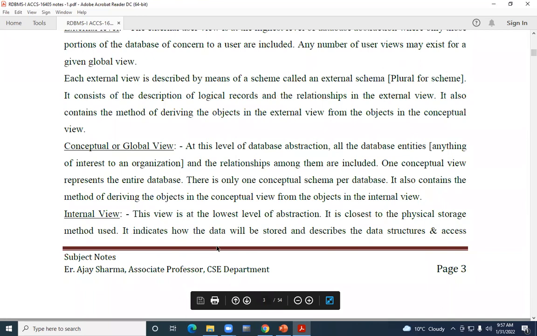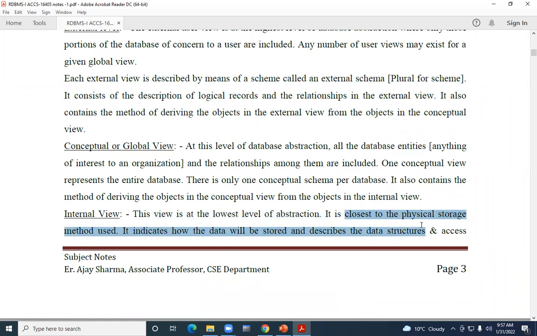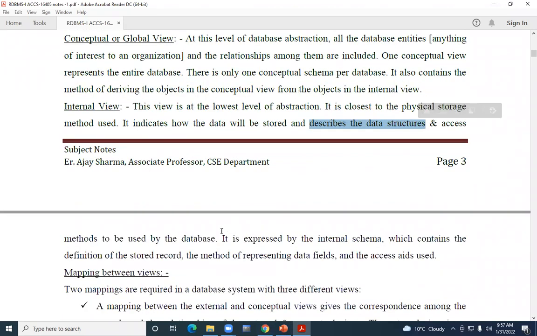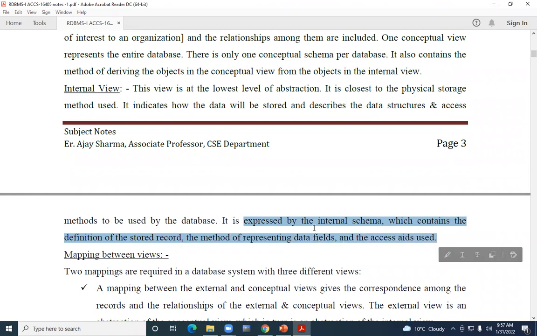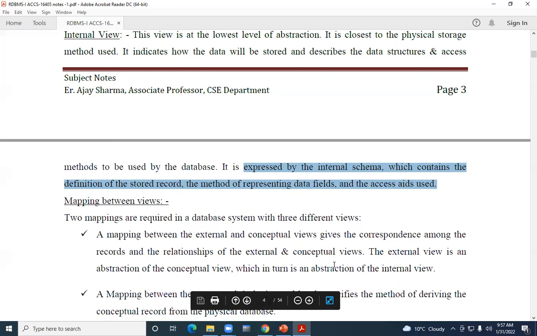And then the internal view is at the lowest level of abstraction. You cannot see much into it, and it is closest to the physical storage methods used. It indicates how the data will be stored and describes the data structures and how to access those data. This internal view is expressed by the internal schema, which contains the definitions of the stored records, the methods of representing data fields, and the access aids used. So this line means how to store the records, how to represent the various data fields, and what method and data structure should be used to retrieve the data back to the users.